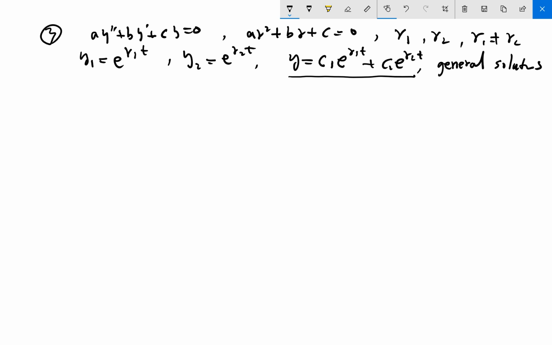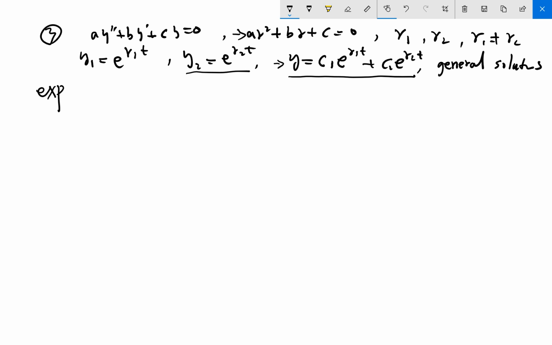So what that means is, if you want to solve equation 3, you write down its characteristic equation, which is a quadratic equation. Then find its two zeros. If those two zeros are real and distinct, then e to the R1t is one solution, and e to the R2t is another solution. All the solutions can be written in this form. We call it the general solution. Now let's look at an example.